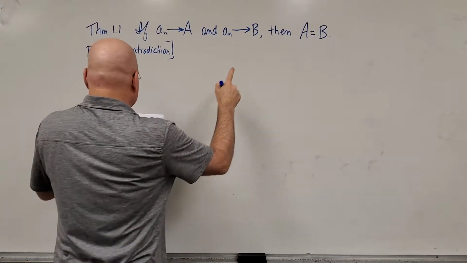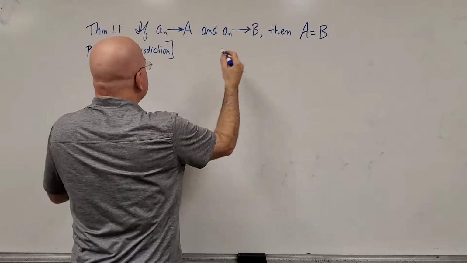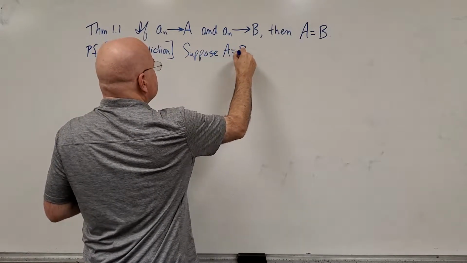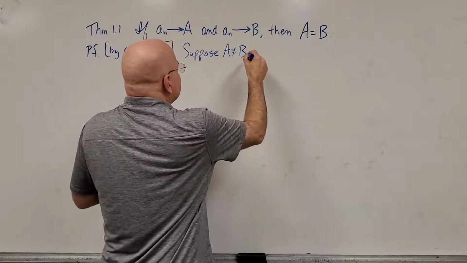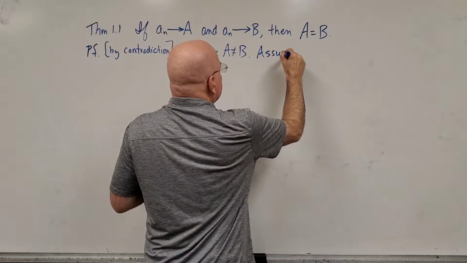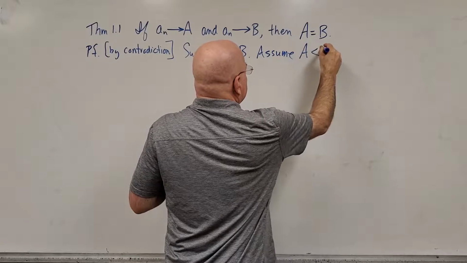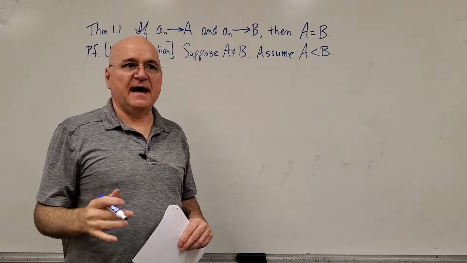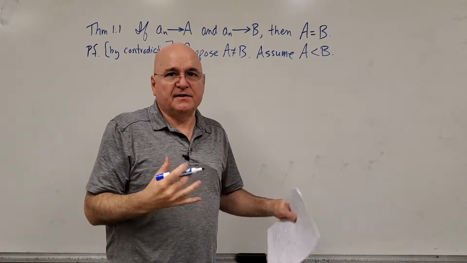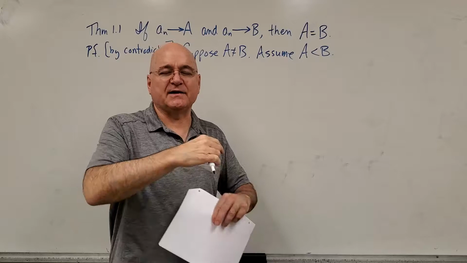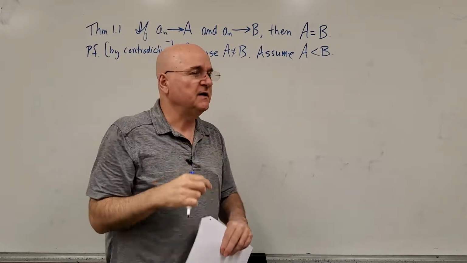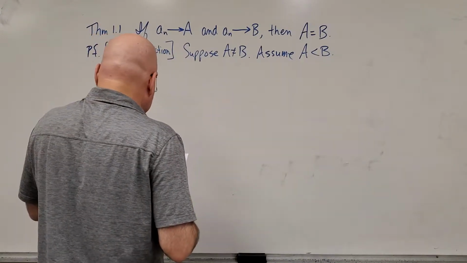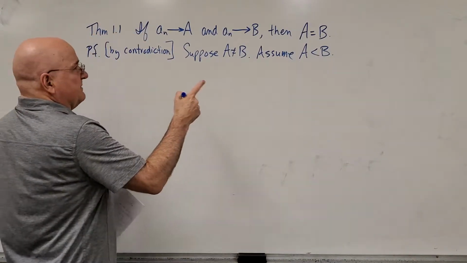All right, well, let's suppose that they are not equal to each other. Suppose A is different from B, and we will assume that A is less than B. Sometimes I'll make a note that if we chose B to be less than A, the proof is similar. In fact, it's nearly identical. You just switch the letters, so you don't have to prove it both ways. So we will assume that A is less than B. All right, so that means B is bigger.